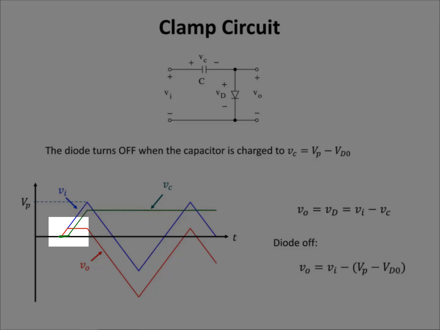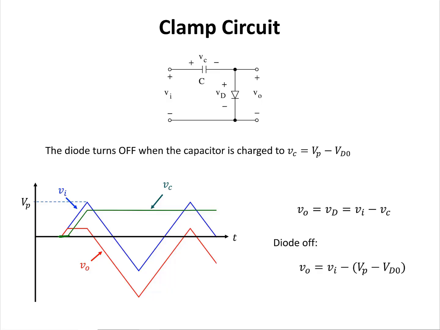So initially VC is equal to 0. There is no current flowing in the circuit. As a result, the diode is off. And I know that VD is equal to negative VC plus VI, because VC is equal to 0. As a result, VD, which I show with this red graph, is equal to VI. So when the diode is off, initially it is off, VD is equal to VI.